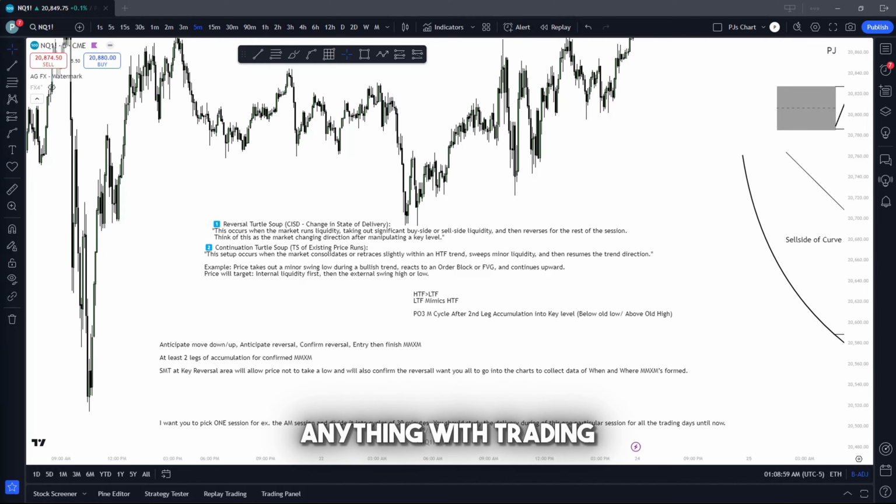Just like anything with trading, it can be overwhelming and it's hard to understand. Just take a breath and I'll make it simple and very easy to understand so you can see it real time confidently and be able to take trades knowing that your take profit will hit.